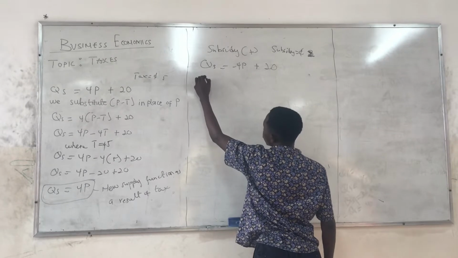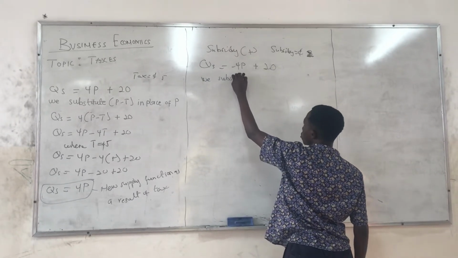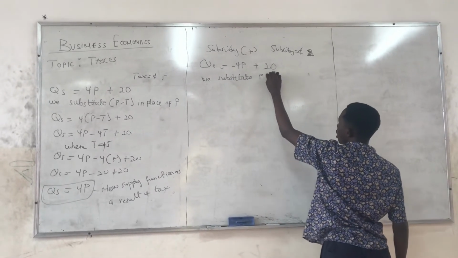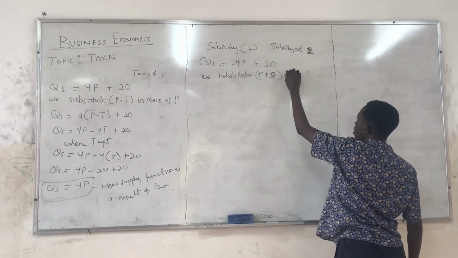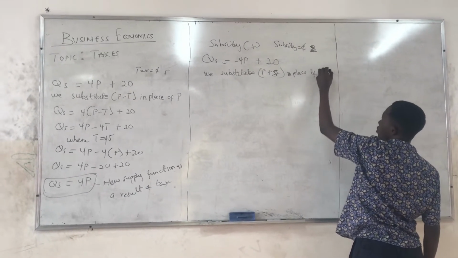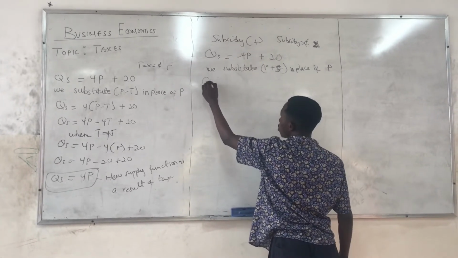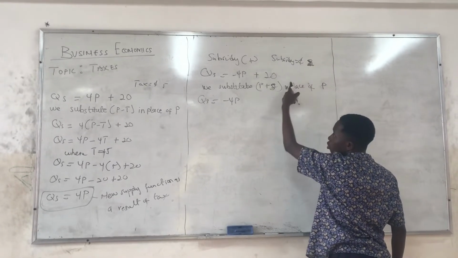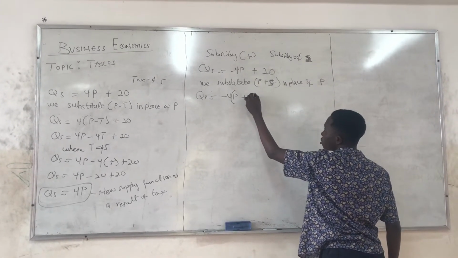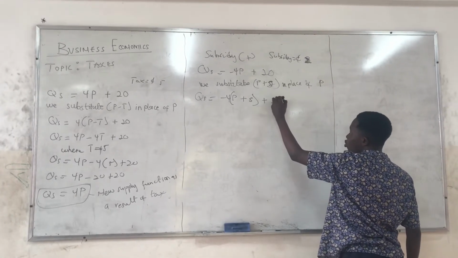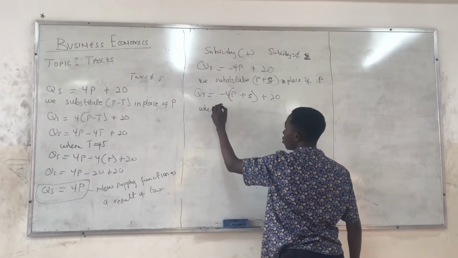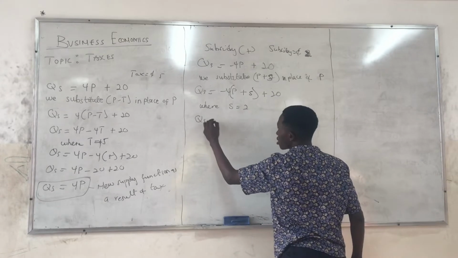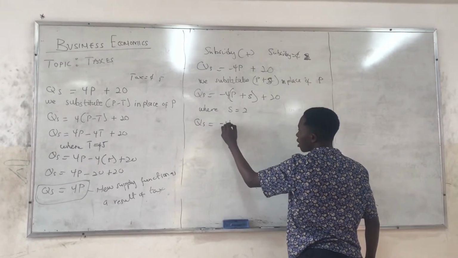Okay, so we substitute p plus s in place of p. So Q is equal to what? Minus 4p. But remember it's a subsidy, so p plus s, plus 20. Where s, which is the subsidy, is what? 2 cents. So QS is equal to minus 4 times P.